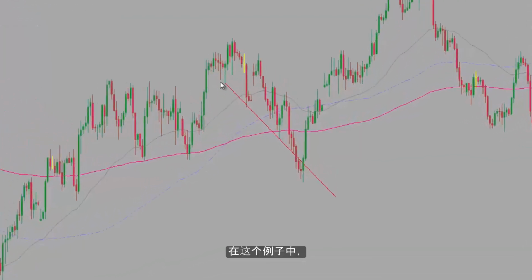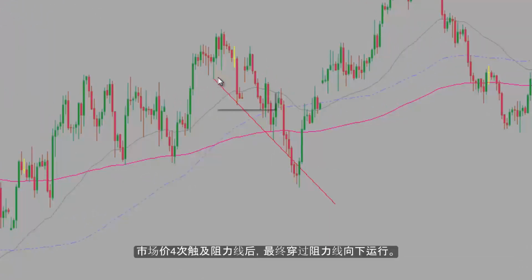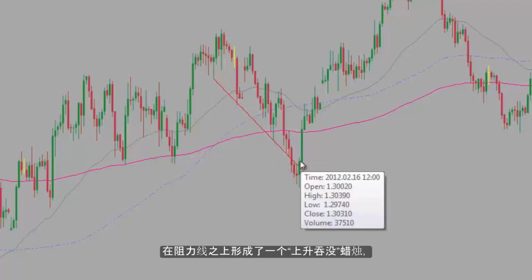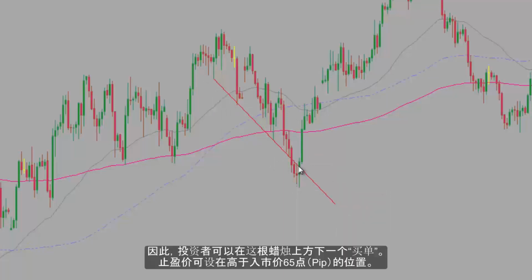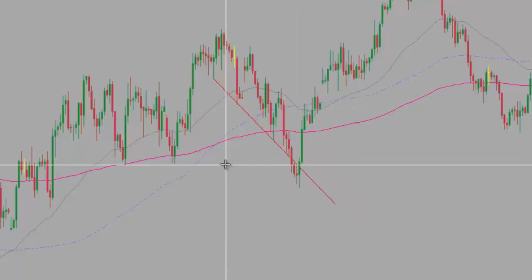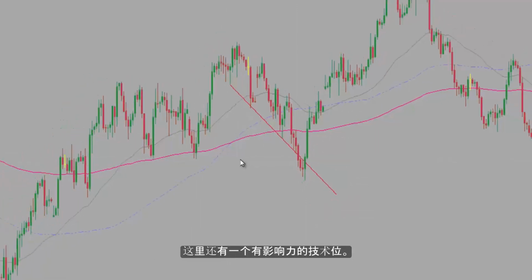Like this example, after 4 hits by the market price, the resistance line was finally broken towards the bottom. A bullish engulfing candle has closed over the resistance line. Thus, a trader could place a buy order over this candle with TP price 65 pips higher than the entry price. A powerful level was here too.